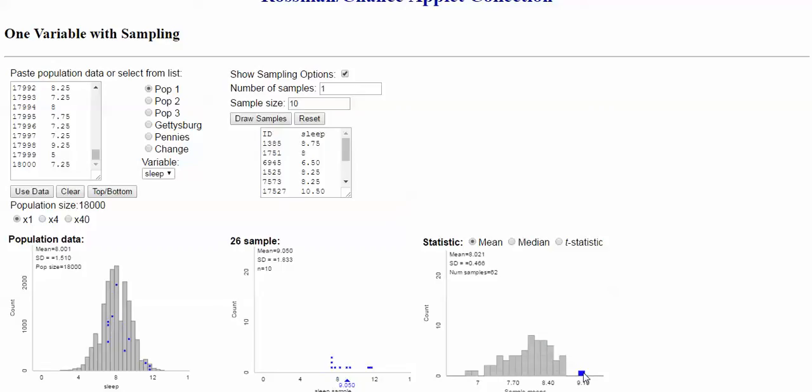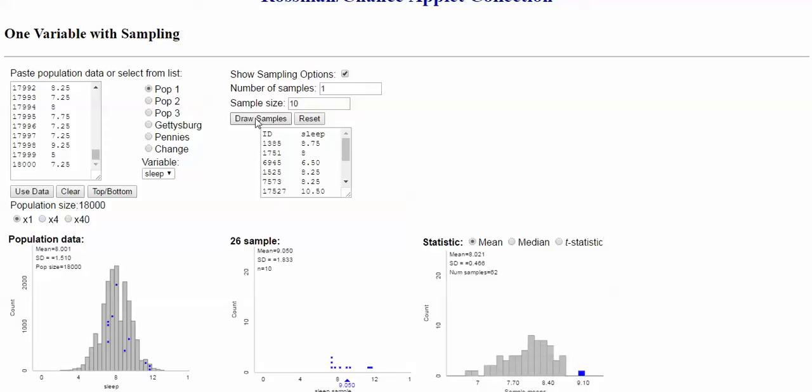This group of 10 people has a pretty high sample mean. This sample of 10 people has a mean of 9.1. And if we look at the 10 people over here, we can see why their sample mean is so high. It's mostly because of these 3 extreme people who are bringing up the mean of the sample.